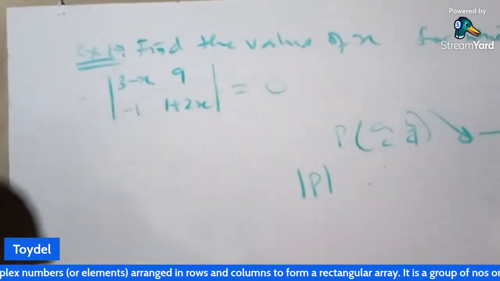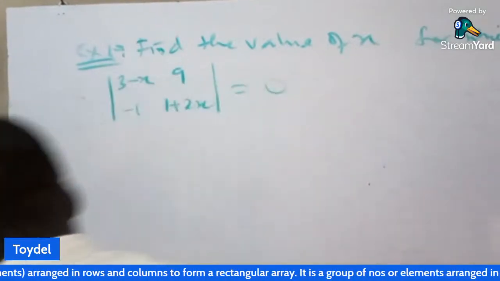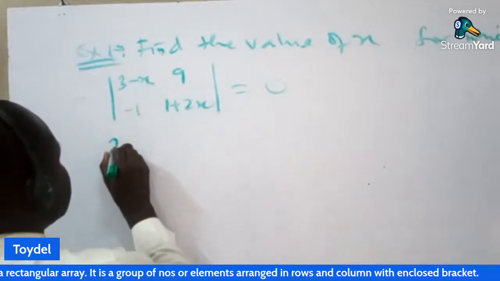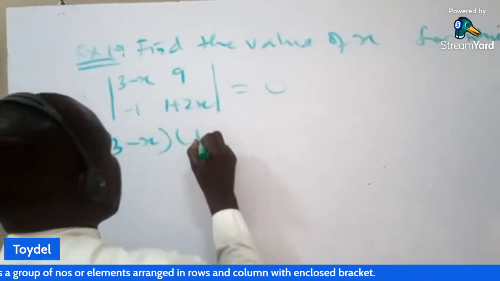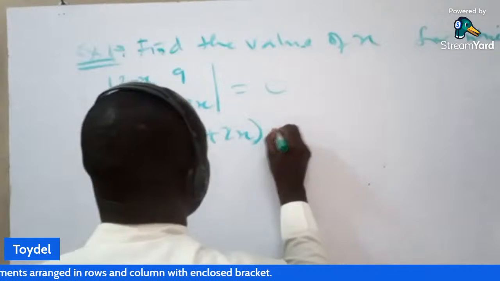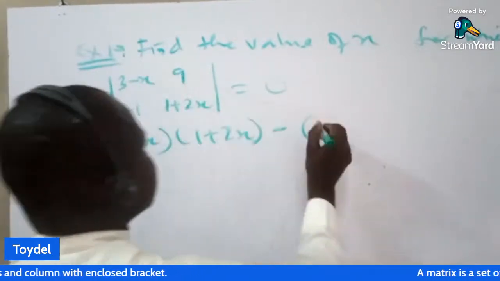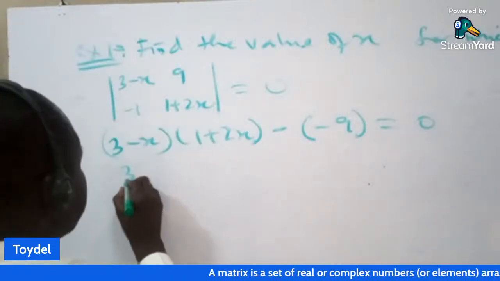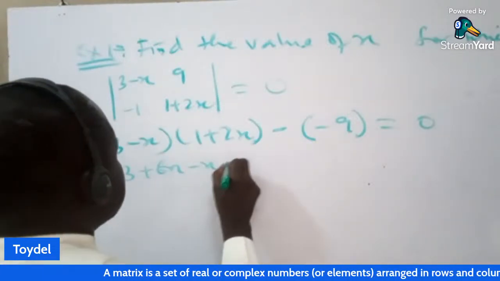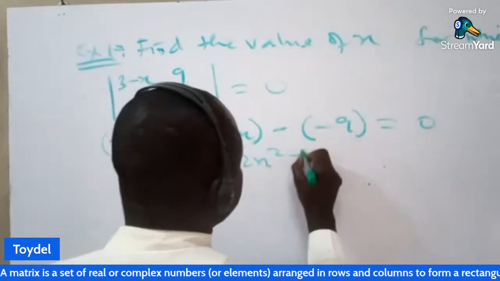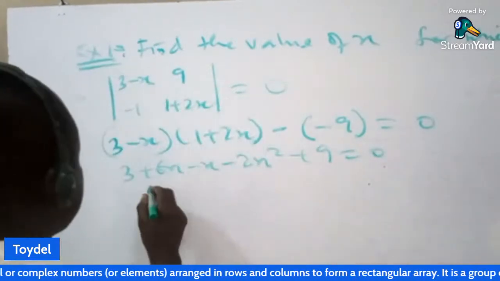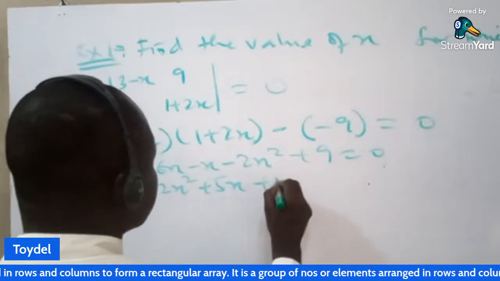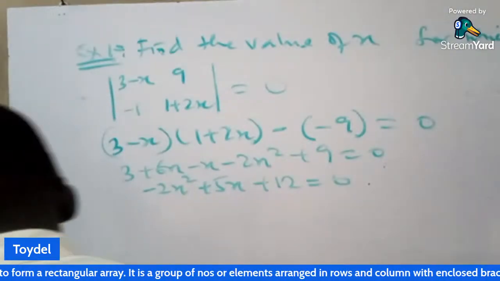Okay? So in this case now, we want to find the value of x. So what do we have to do? We have to take the determinant. I will say (3 minus x) multiplied by (1 plus 2x), minus (minus 1) times 9, which is given as 0. So when I expand, I will have 3 plus 6x minus x minus 2x squared plus 9 equal to 0. So here I'm going to have minus 2x squared plus 5x plus 12 equal to 0. That's what I'm going to get.